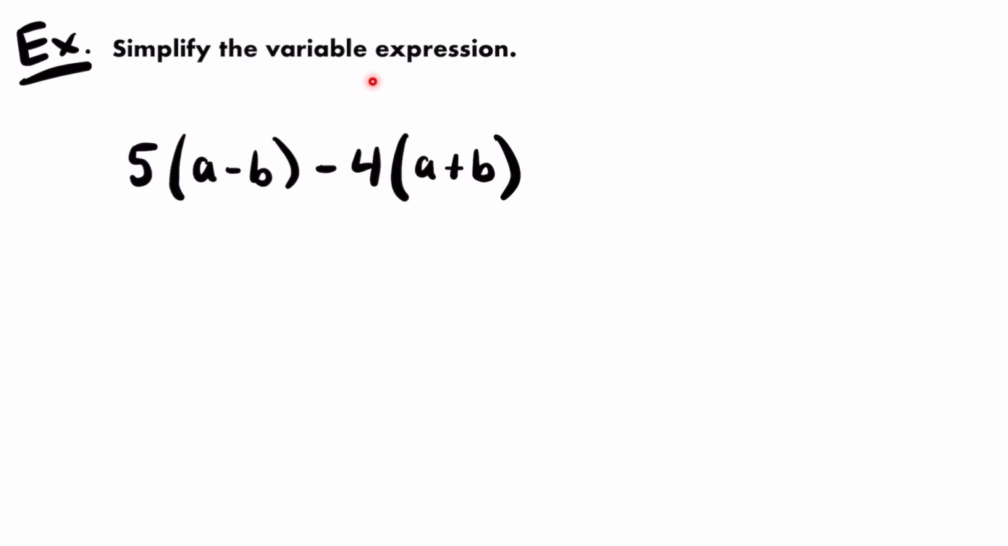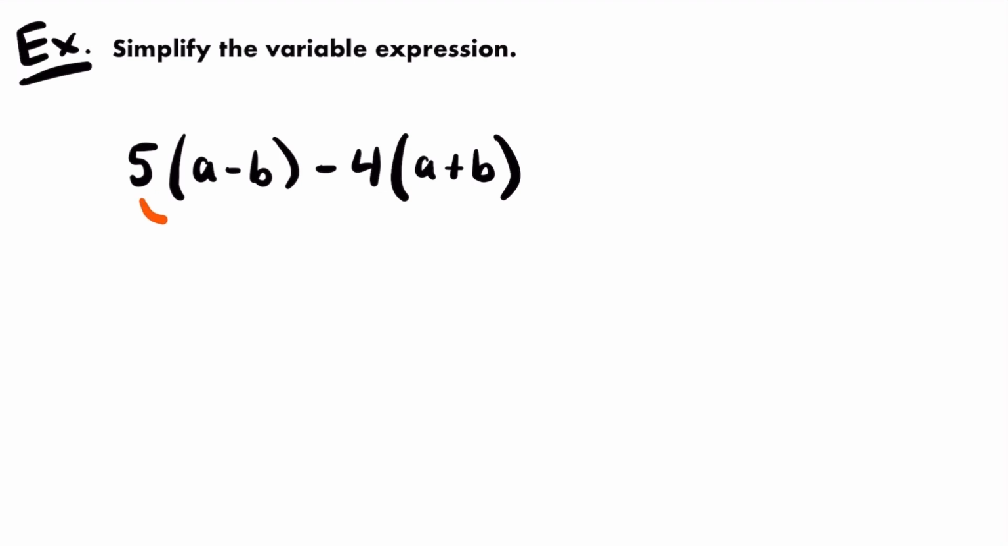Next up, we want to simplify this variable expression. We have 5 times a minus b minus 4 times a plus b. All right, so in this example, we have 2 instances where we need to use the distributive property. We have 5 being multiplied by these 2 terms, and negative 4 being multiplied by these 2 terms. Or another way that you could think about it is that you are subtracting 4 multiplied by both of these 2 terms. So just for the sake of doing something a little bit different, I am going to write it out that way, and I'll show you what I mean in just a second. But it is important to realize that we are going to use the distributive property here twice.